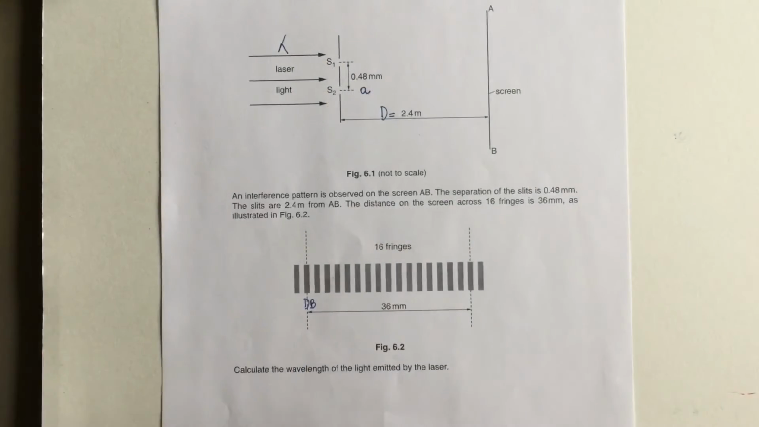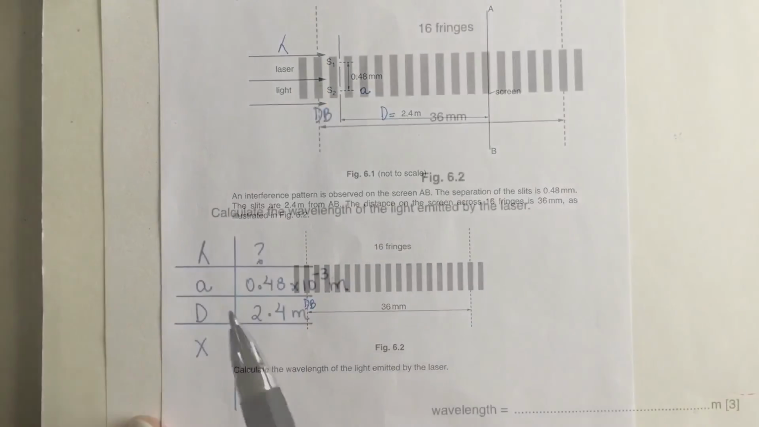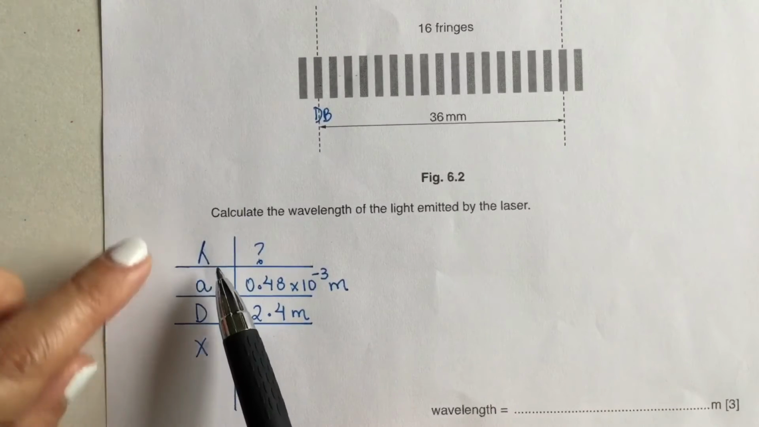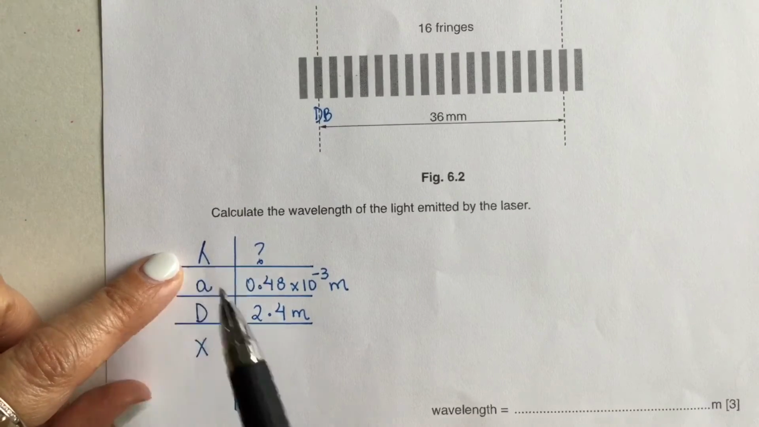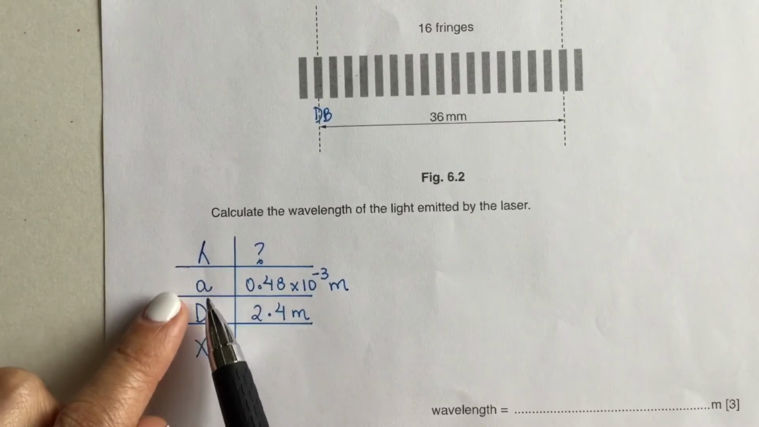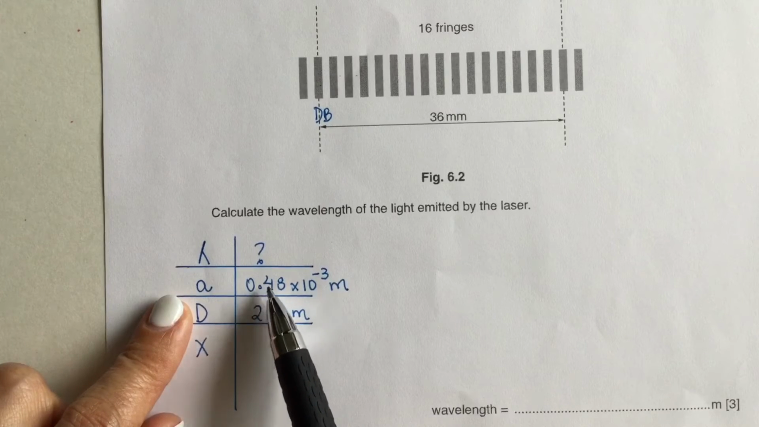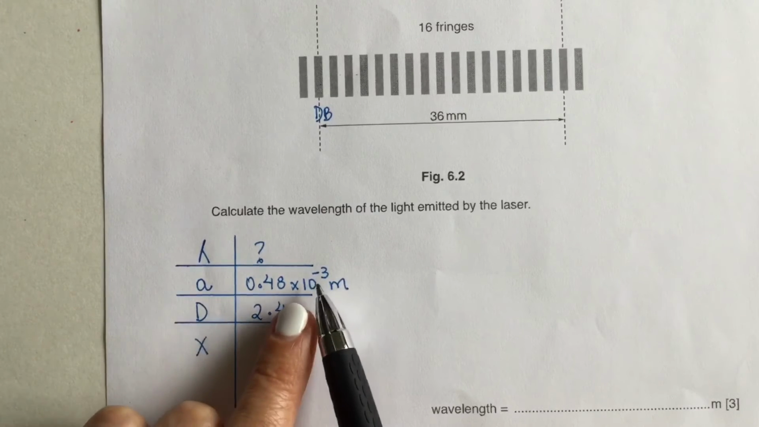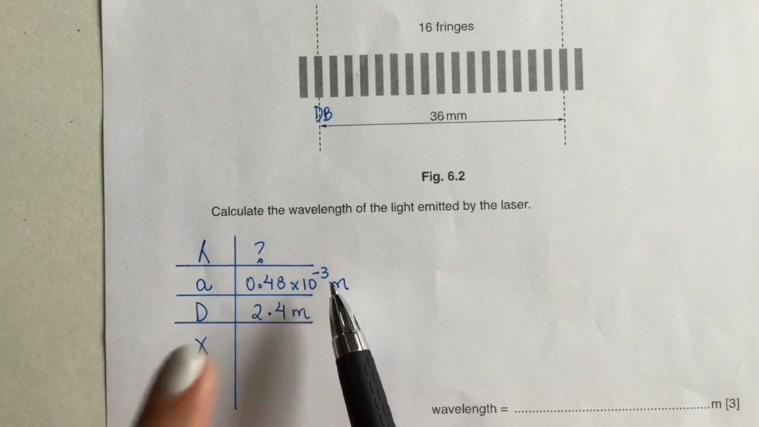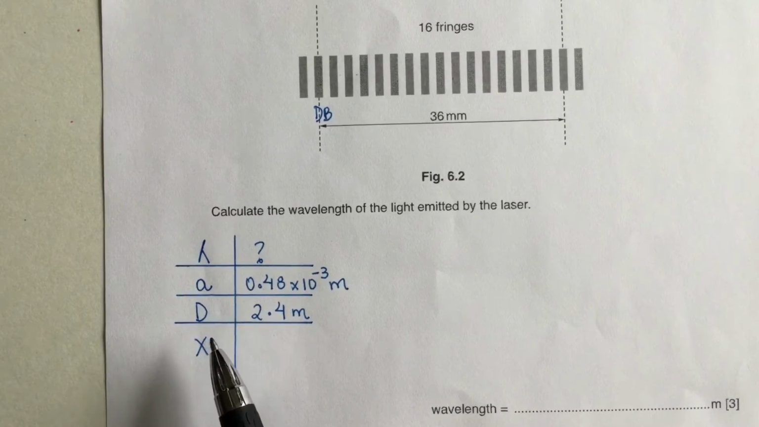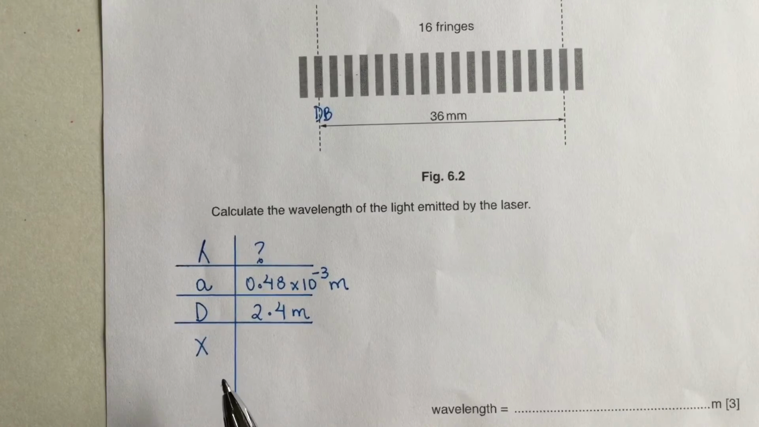So let me list the numerical values this problem has provided. Here is the wavelength of the laser, which we don't know. a is the separation between both slits, which is 0.48 milli, so milli, the multiplier is 10 to the minus 3 meter. D, the distance between the slits and the screen, is 2.4 meters. And x is the distance between two consecutive bright fringes or two consecutive dark fringes.